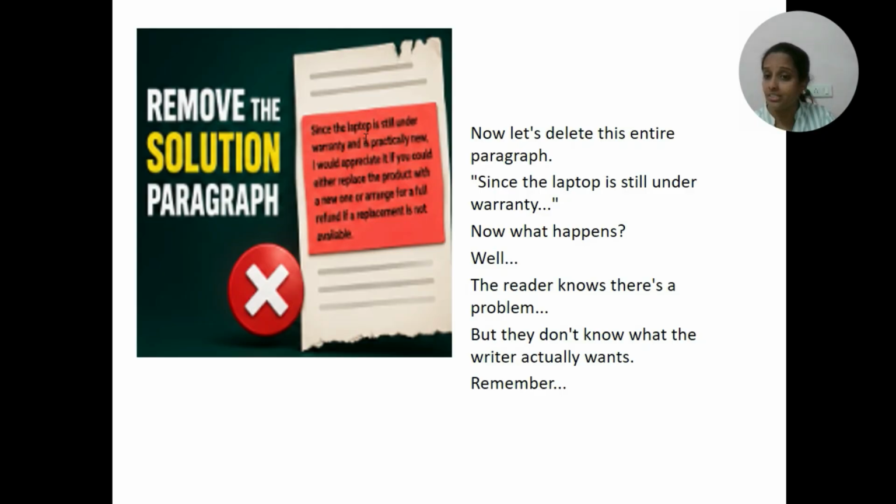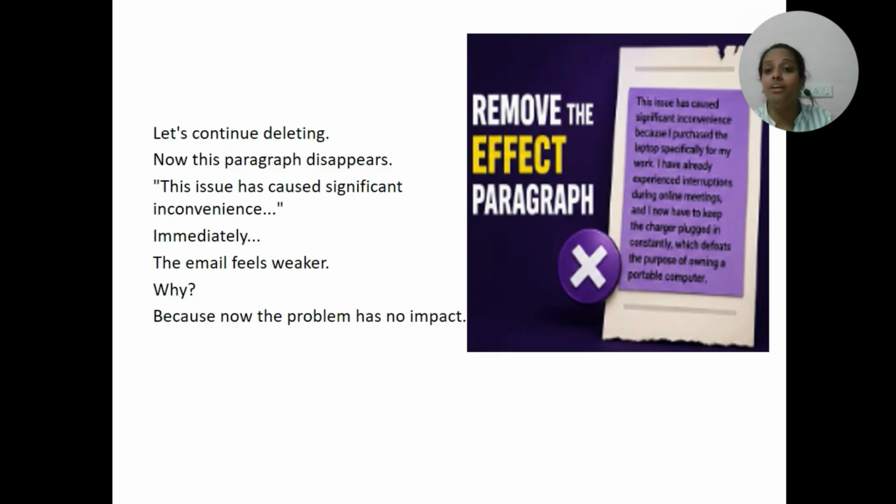Look carefully, the writer does not demand. They don't threaten. They don't say, if you don't replace it, I'll sue your company. No. Instead, we tell them politely, give two reasonable options like replace it or refund it. That's mature communication, correct? Now, the third step, if you want to remove the effect paragraph, okay?